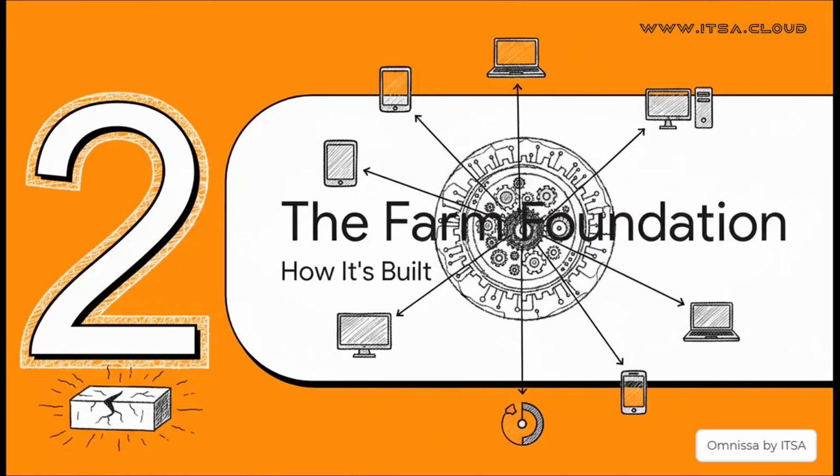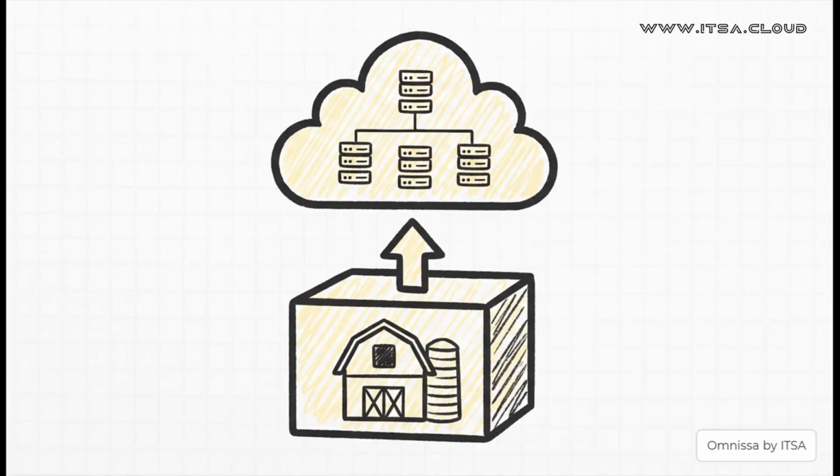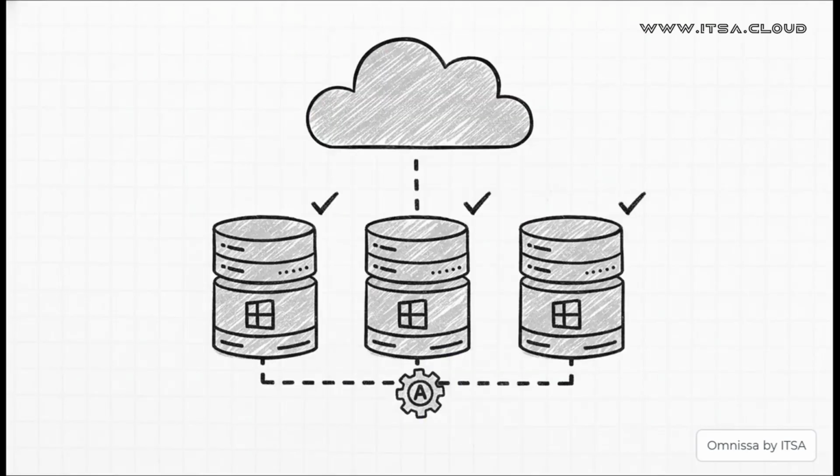So how does Horizon actually build this one-to-many setup? Well, it all starts with one foundational component. That's right. Before you can even think about having an RDS pool, you have to build a farm first. It is the essential building block for everything that follows. So what is a farm?